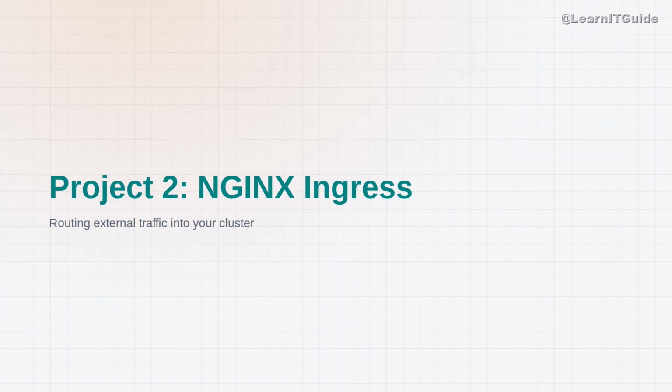Project 2 is about Ingress. In the real world, you do not expose every service via a load balancer. You use an Ingress controller. This allows you to route traffic based on host names or paths using a single entry point. It is efficient, cost-effective, and standard practice.